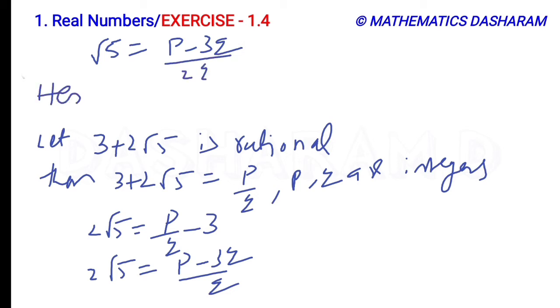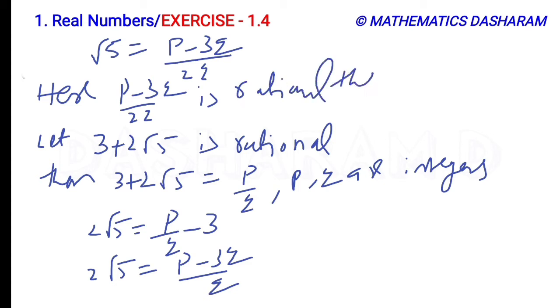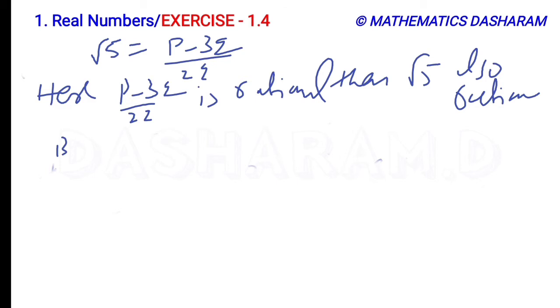So here observe the RHS. (p minus 3q) divided by 2q is in the p by q form, so it is a rational number. But it is equal to what? Root 5. So then root 5 is also a rational number. But our assumption is that root 5 is an irrational number. So then our assumption is wrong. Therefore 3 plus 2 root 5 is an irrational number, hence proved.